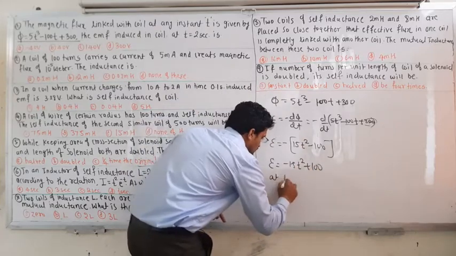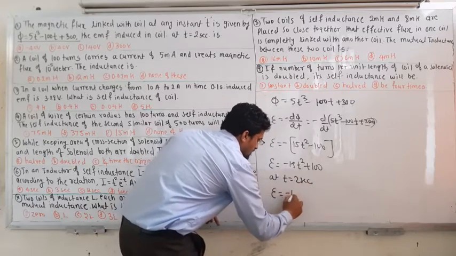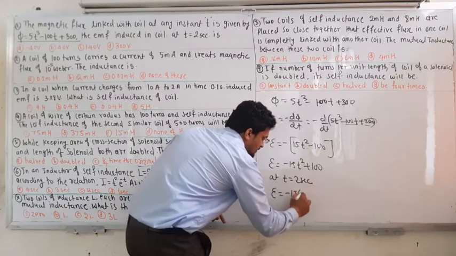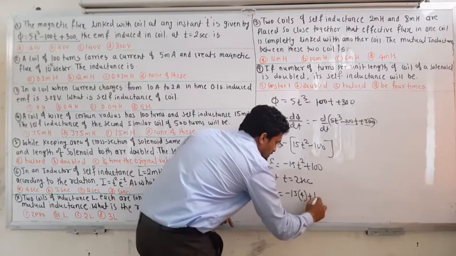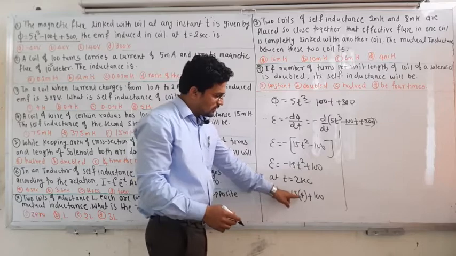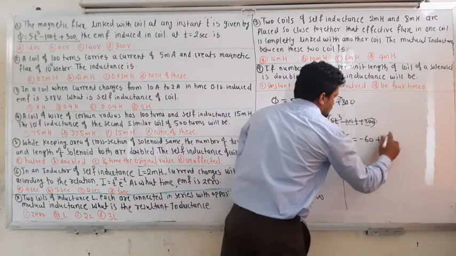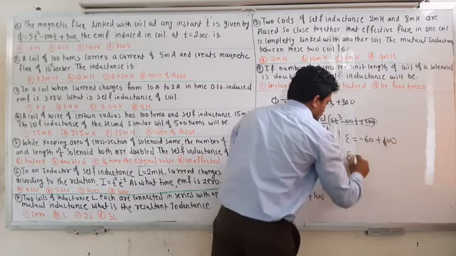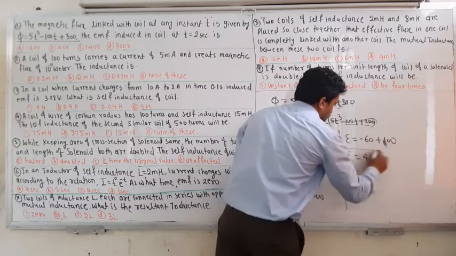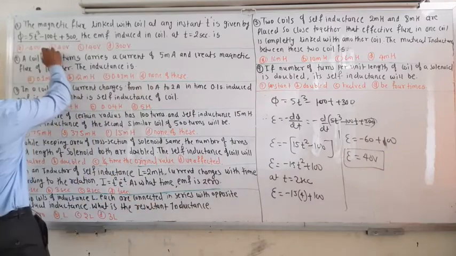At t equal to 2 seconds, EMF is equal to minus 15 times t square, which is 4, plus 100. So minus 15 multiplied by 4 gives minus 60, and then plus 100. So EMF is equal to 40 volts. Option B is correct.